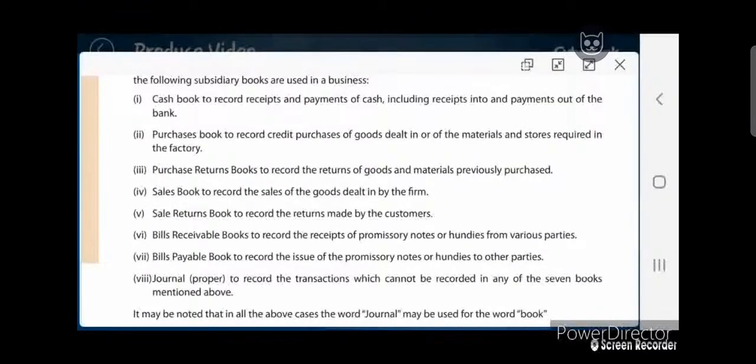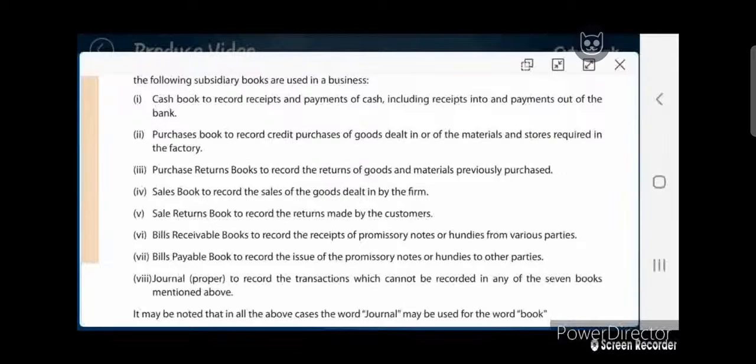Next, purchase returns book. The purchase returns book is to record the return of goods. It helps you to know the record of what goods you have returned out of the material you purchased before. When you buy goods, you will write this much goods you have bought.